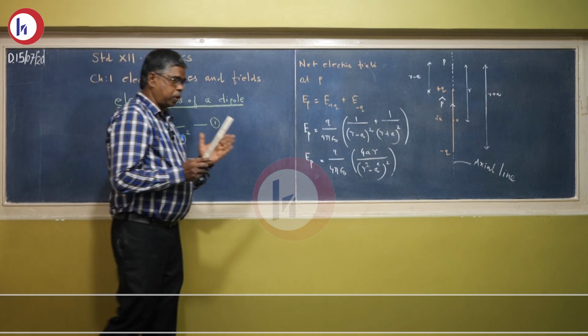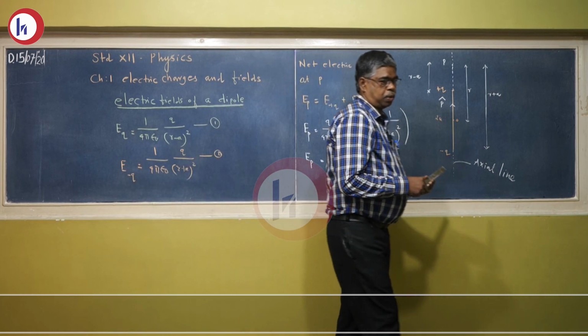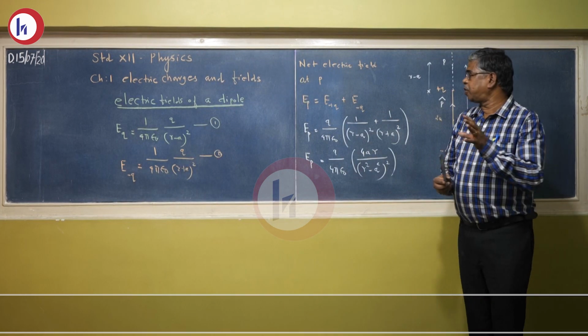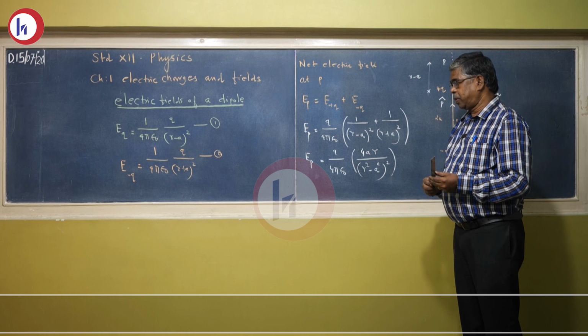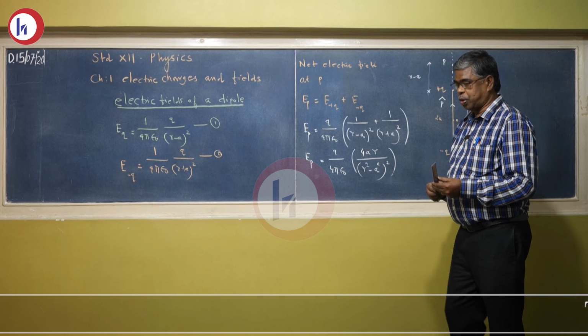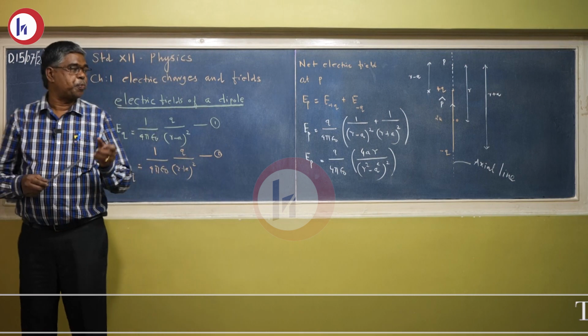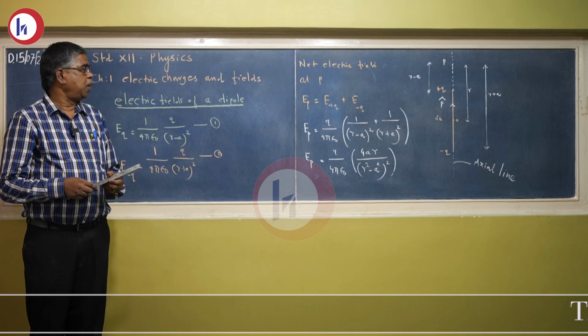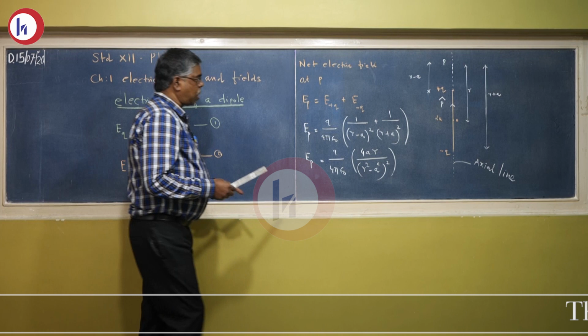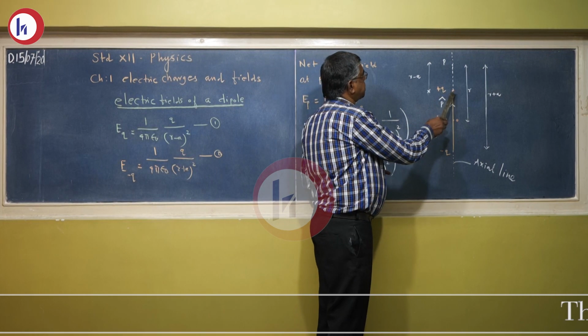Even though the total charge of a dipole is 0, the dipole can still produce an electric field because the charges are at different positions.